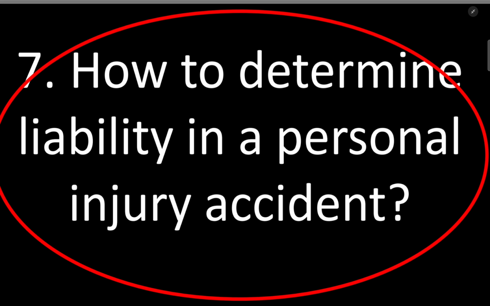Weather conditions. In a car accident, weather conditions can play a role. For example, icy roads may contribute to a crash, but it is important to assess if the driver was driving too fast for the conditions.